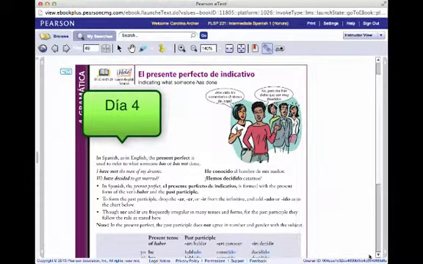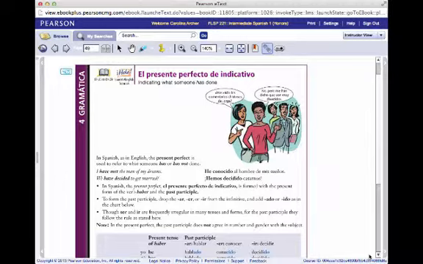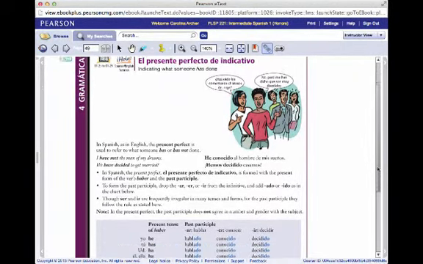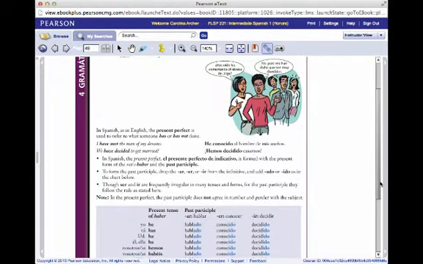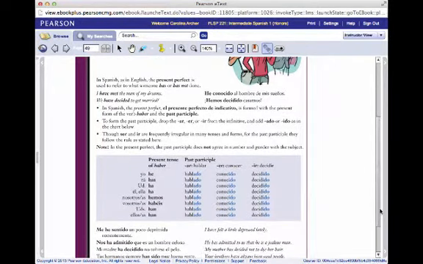Bueno, en el día número 4 vamos a hablar del presente perfecto del indicativo. Okay, it's a new verb tense that is used to indicate what someone has done. Just like in English we have a compound verb tense with 2 verbs involved. In Spanish, el presente perfecto del indicativo also has 2 verbs that are involved. Okay. All right, so we use this to refer to what someone has or has not done.